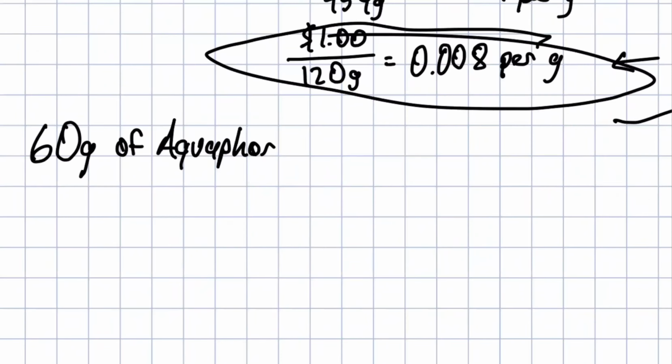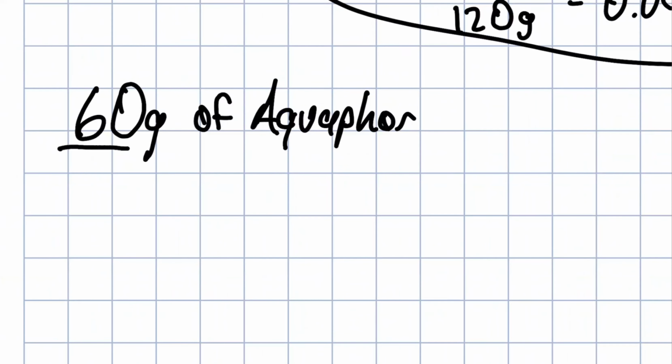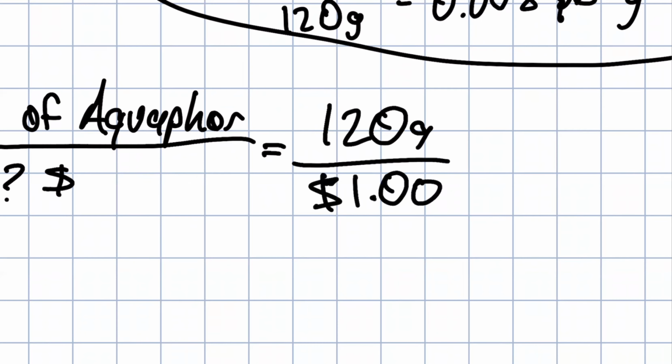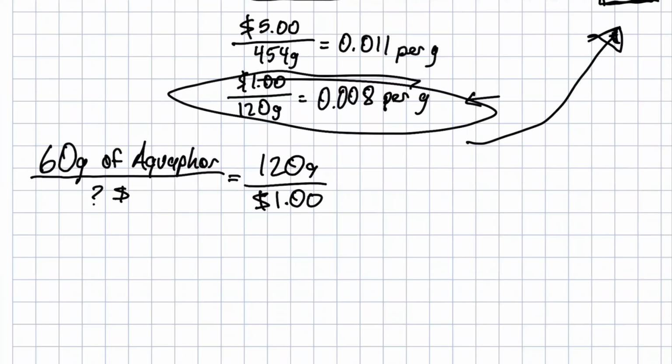No, you actually have a calculation method. 60 grams of Aquaphor costs you how many dollars? Because you paid $1 for 120 grams, you're giving 60 grams. So I can just look at that and say that's going to be 50 cents, because 60 grams is half of 120. And that makes sense, right? That shows you how much you need to charge for that product based on what you paid for it.